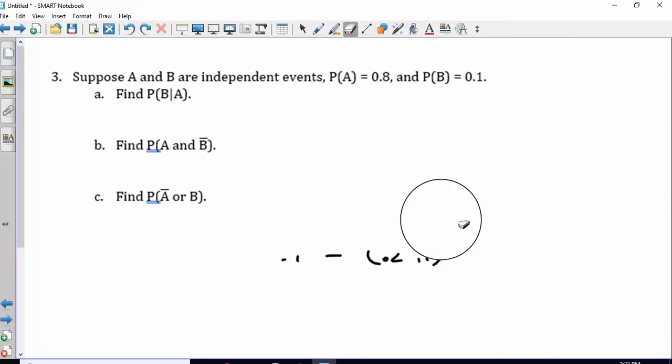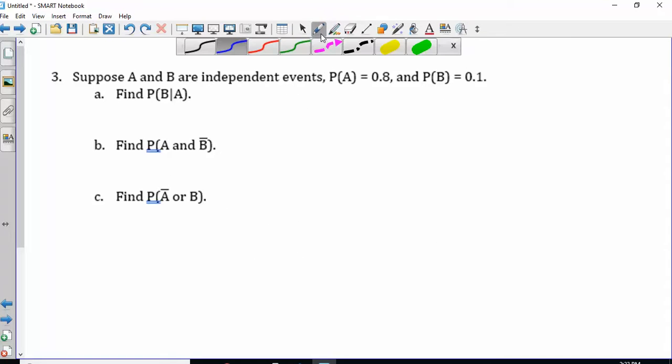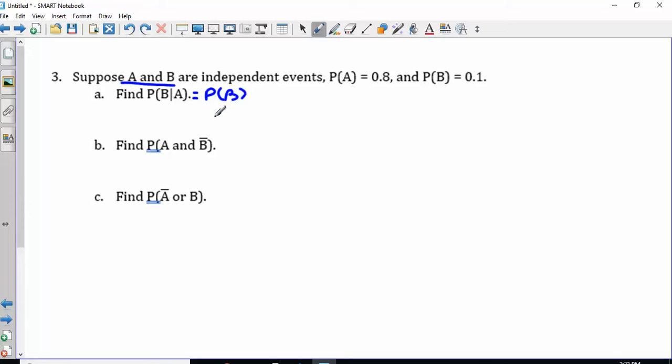Number 3. I'm telling you that A and B are independent. Independent means knowing one thing happens does not change the probability of the second. So the probability of B given A, if these things are independent, has to be the same as the regular probability of B. So that is 0.1.